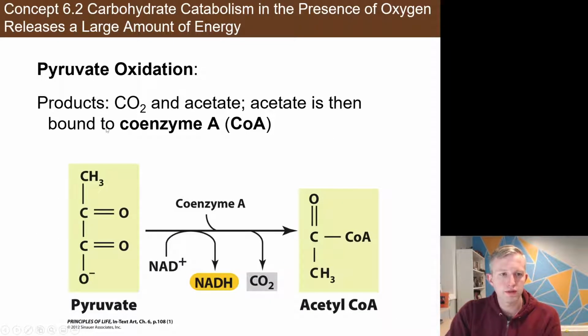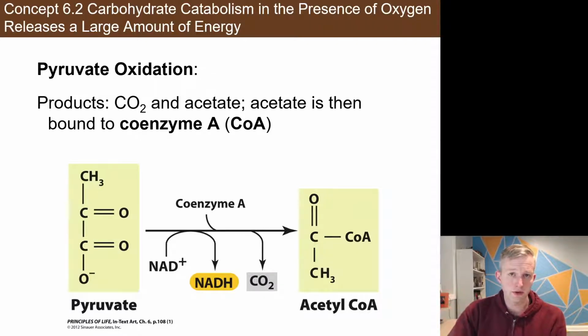That pyruvate that's produced then needs to be oxidized, which is facilitated with something called coenzyme A, which you'll see written as just CoA, and that is how we get what's called acetyl-CoA. I bring this up just because a lot of times we neglect it, or it's just a step that's happening on the page, but we don't talk about it a lot.